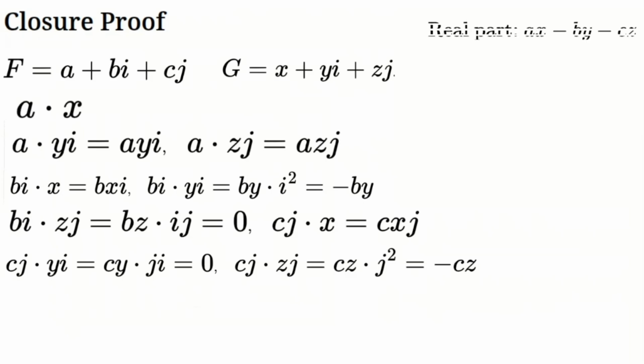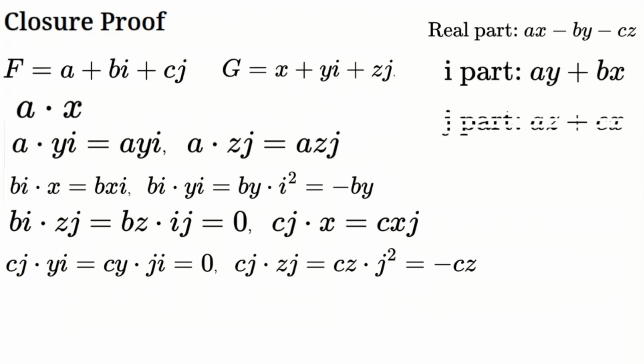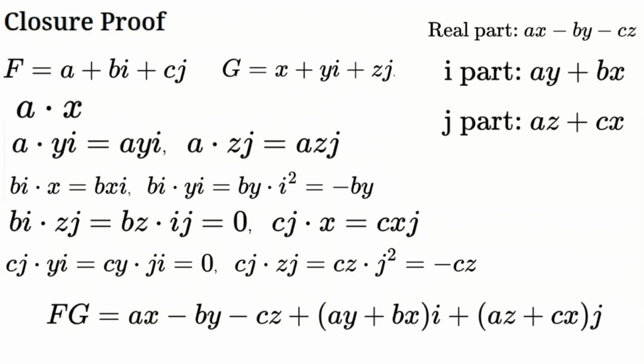Now collect the terms. Real part, ax minus by minus cz. i part, ay plus bx. j part, az plus cx. So the result is another 3D dual number. That proves closure under multiplication.